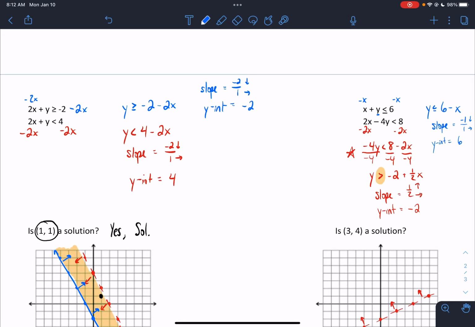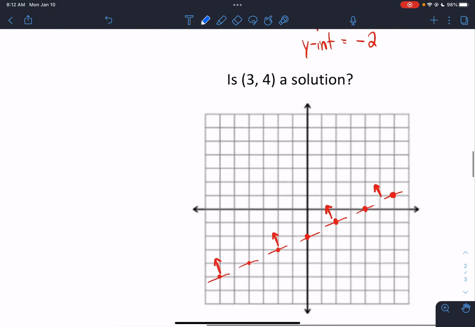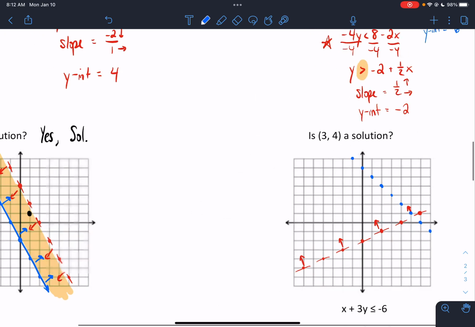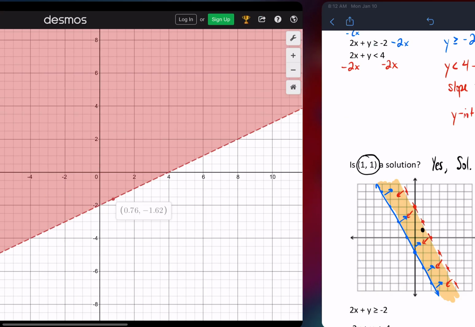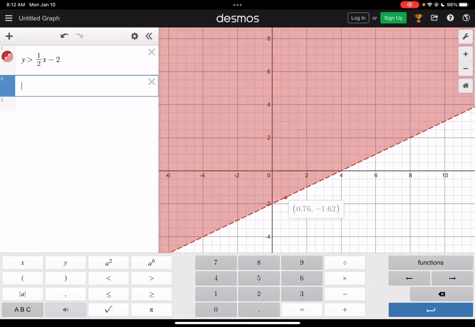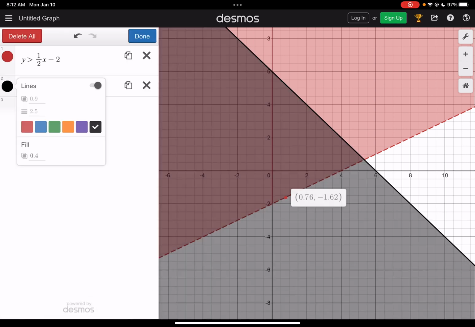So when I graph that, I'm starting 6 above my origin. Then I'm down 1, right 1, like that. And again, I'm going to put it into Desmos to see where I'm shading. Y is less than or equal to 6 minus x.